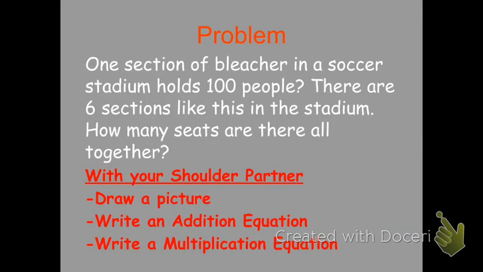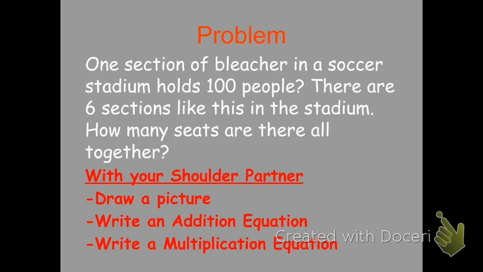Here's the problem we're going to be asked to solve. One section of bleachers in a soccer stadium holds 100 people. There are 6 sections like this in a stadium. How many seats are there all together? In your notes, you're going to draw a picture, write an addition equation, and write a multiplication equation.